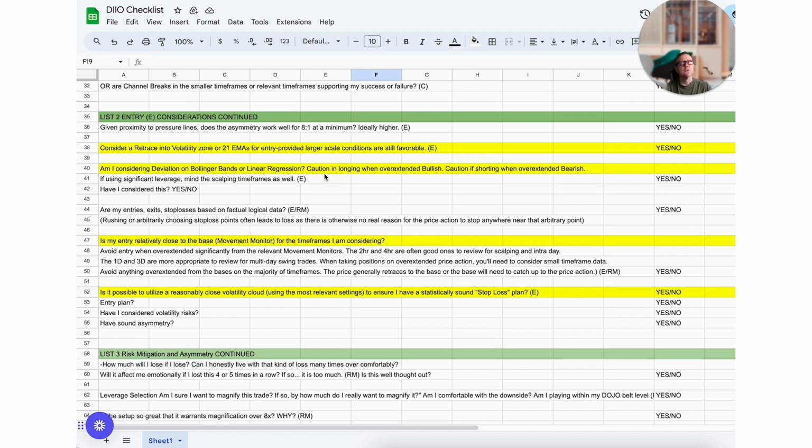Okay, and we do it because we like the 4 hour breakout bar being orange. We like the movement monitor being orange. We like the volatility cloud being green. All of those things are why we do it. I would never trust, personally, the 21 EMA by itself. I want to have volume integrated. I want to have trend integrated.